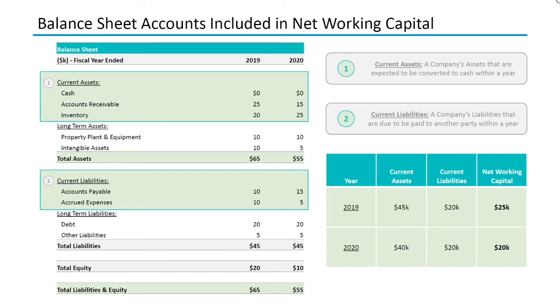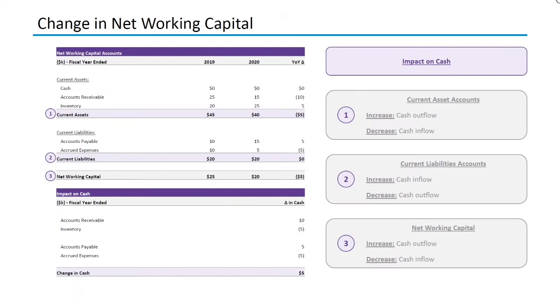Now that we have an overview of the main accounts that are included in net working capital, let's take a look at the importance of analyzing change in net working capital from one year to the next. While it's important to analyze the net working capital balances each year, it's also helpful to understand how a change in net working capital from one year to the next impacts cash.